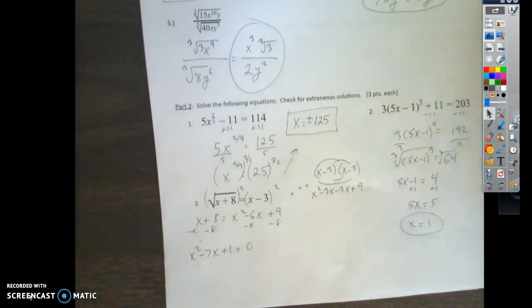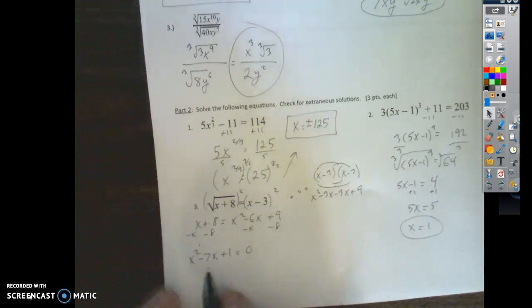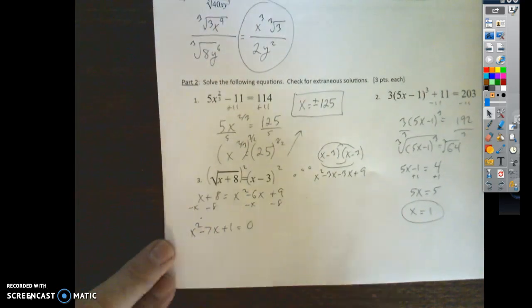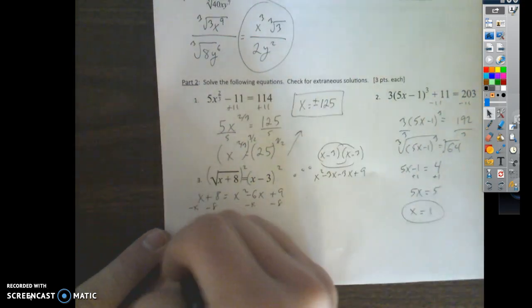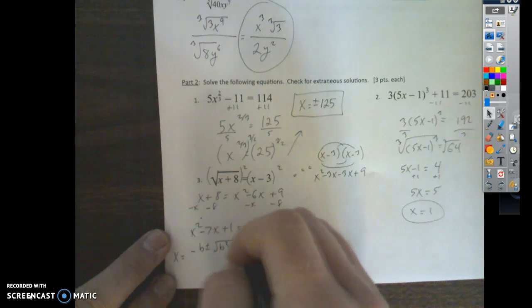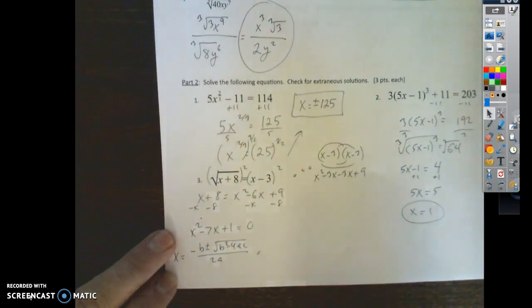Now, I will let you guys know this. I apologize. I made this review up fairly quickly. So this right here is unfactorable. There are no two numbers that multiply to give you 1, but then add up to give you -7. So in this case, I'm going to have to use the quadratic formula. The one on the exam should be factorable. If not, we can always fall back to this formula.